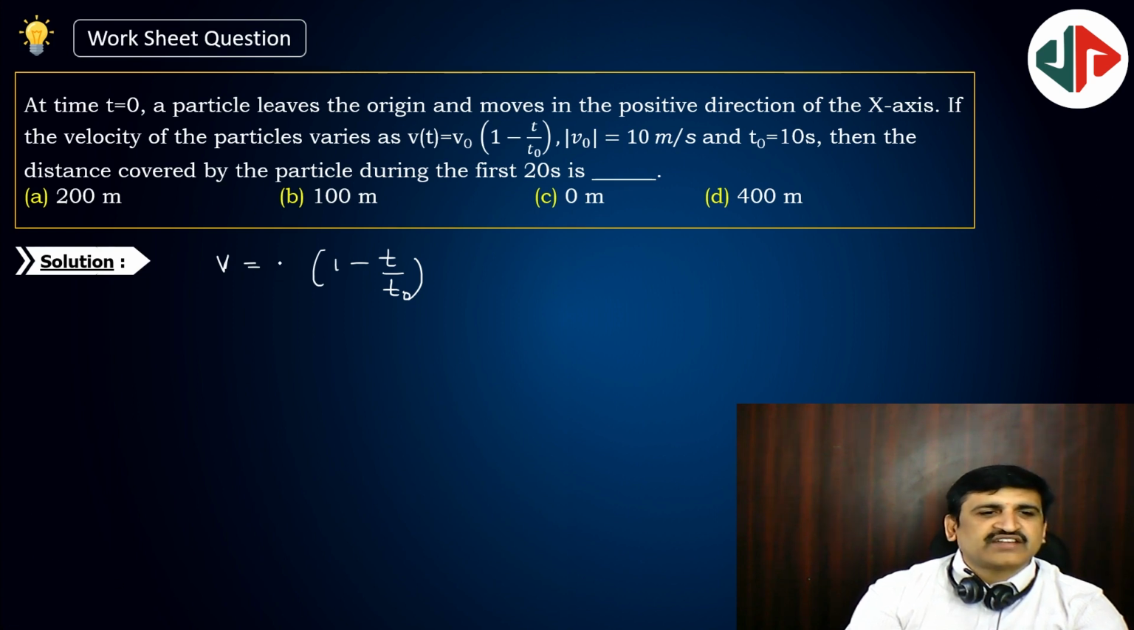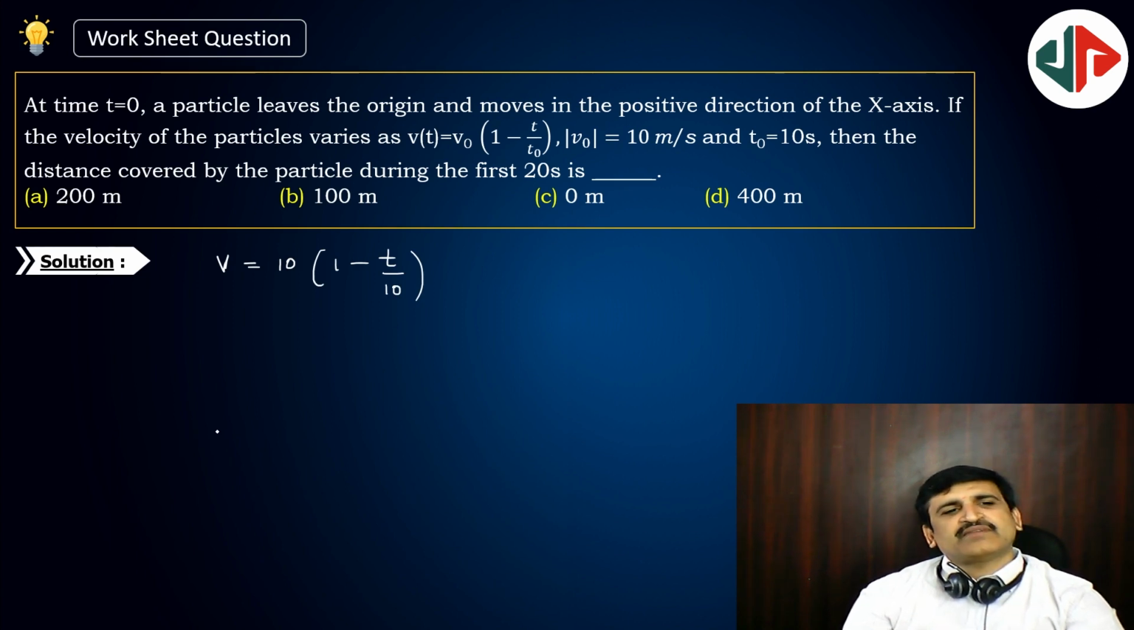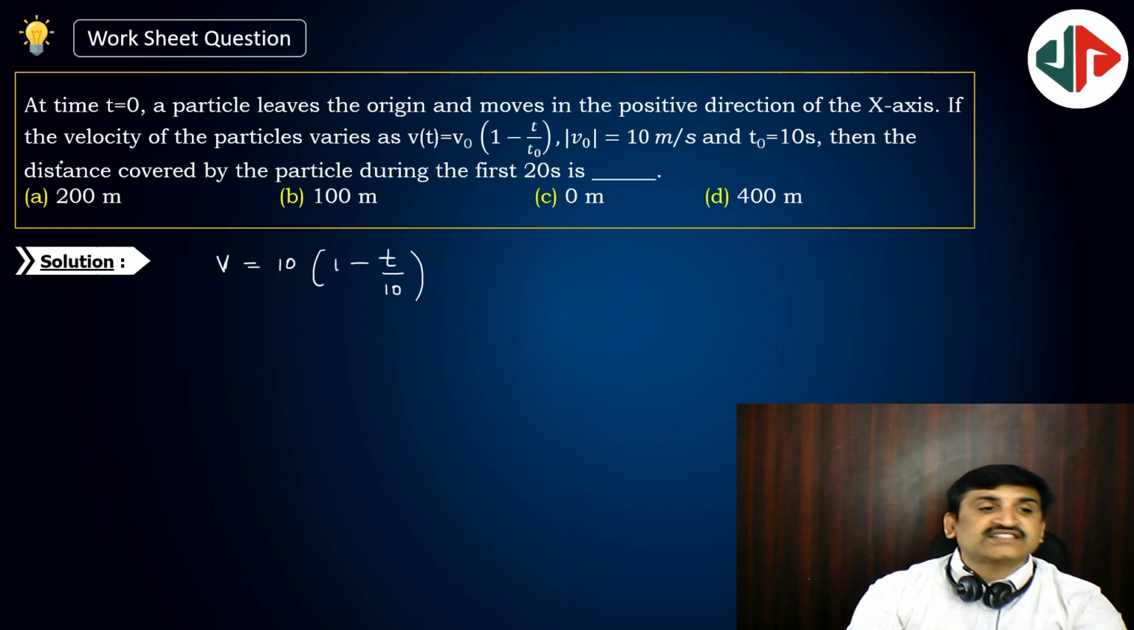Whenever constant values are given, you can replace them with 10. And t naught is also 10, so t naught also you can put 10. T naught value is given and v naught value is given, so I substituted. Next, the distance covered by the particle, distance, not displacement.